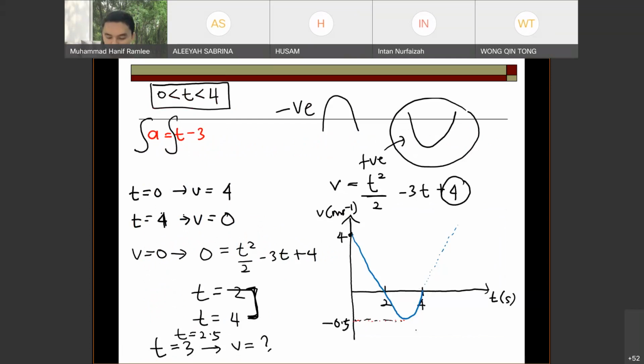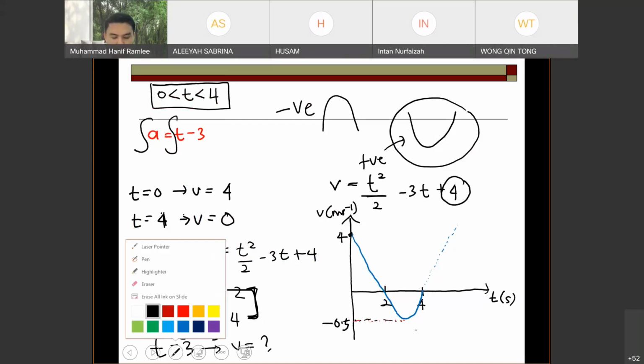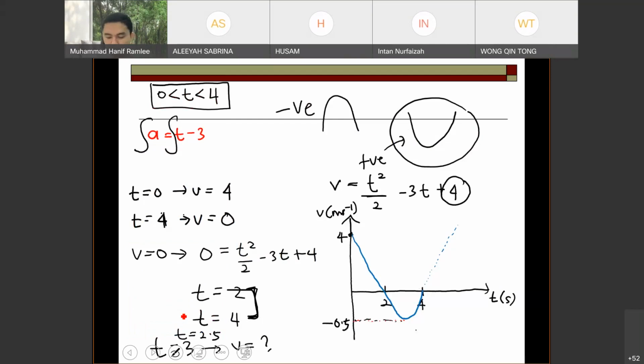Okay, so this is your final answer for the second question, which is the graph v-t. For the marking scheme, if you have this answer, you will get marks for this one. And this is the final one.